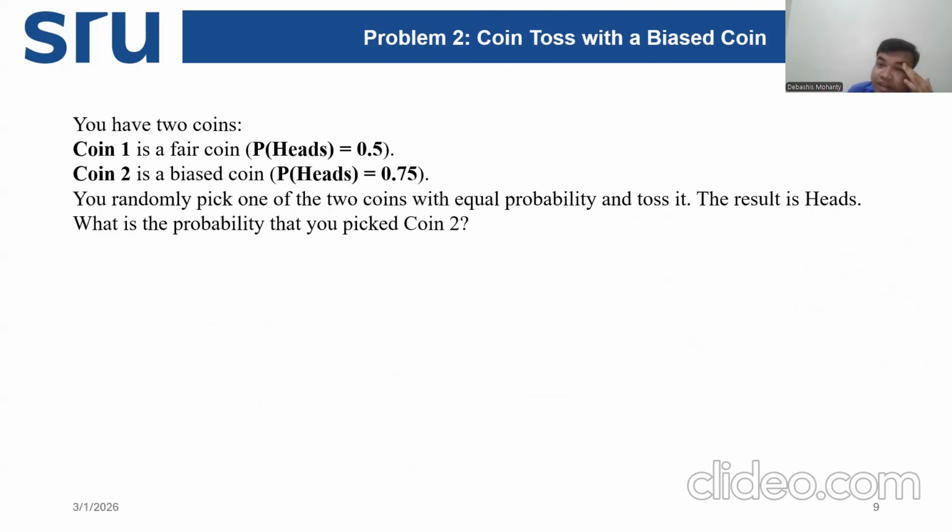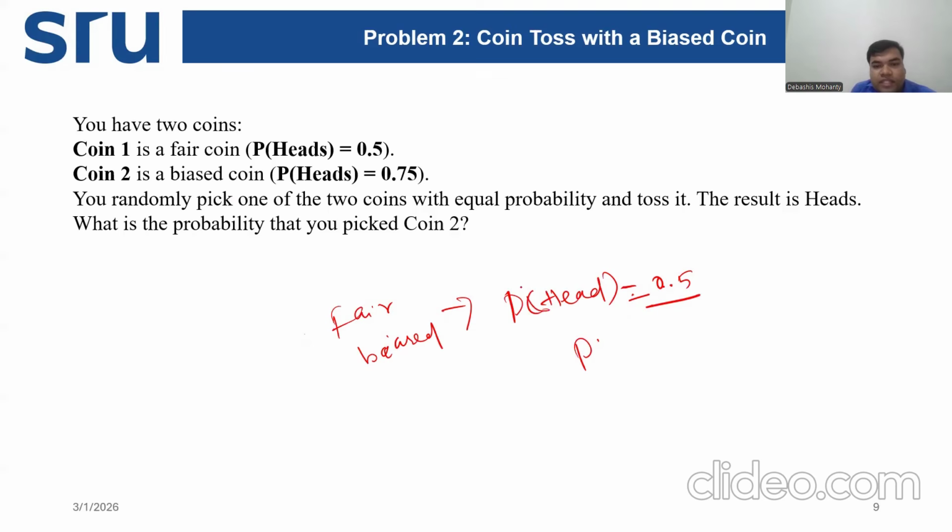Okay. So coming to the next problem, we have two coins. The first coin is a fair coin, and the second coin is a biased coin. First is fair, second is biased. Okay, students. Now the probability of head is given as 0.5, that is in a fair coin. In a biased coin, the probability of head equals 0.75. Okay. Now try to understand the question.